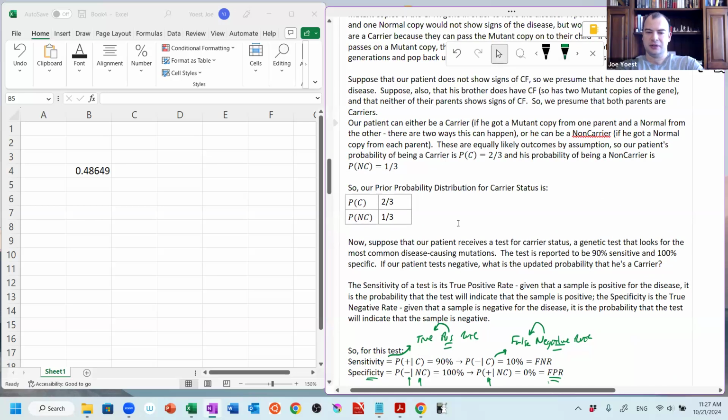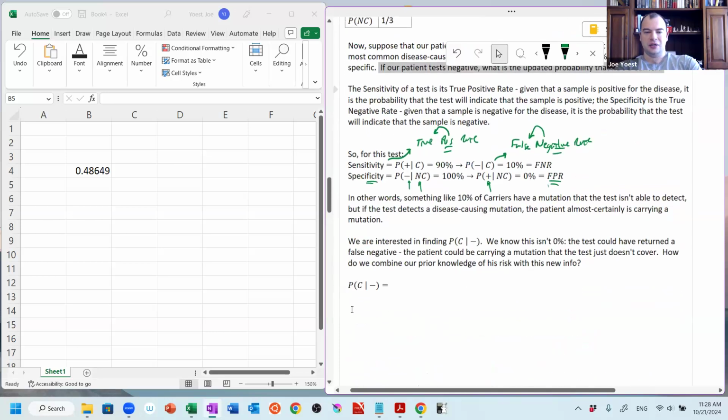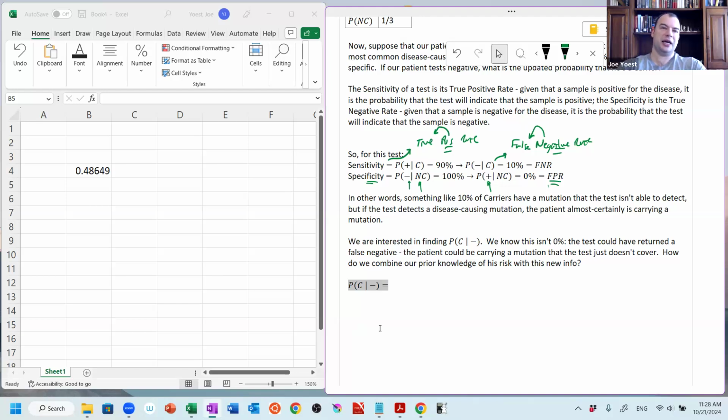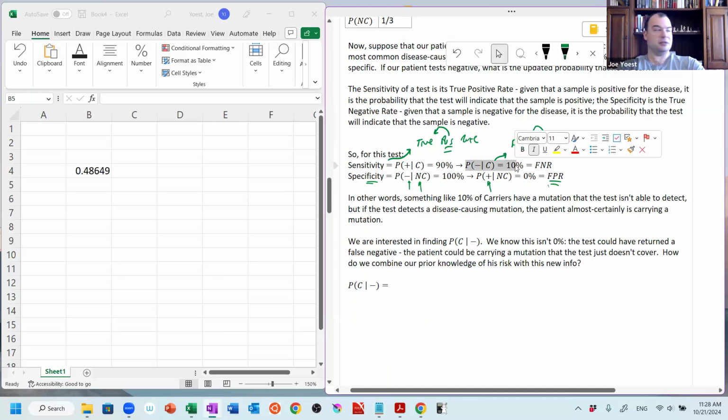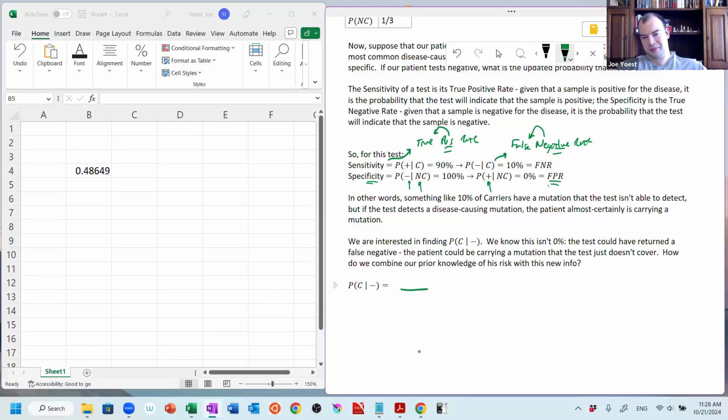Now, what is our, where was my question here? If our patient tests negative, what is our updated probability that he's a carrier? In other words, I want to find the probability that he's a carrier given that he tested negative. Notice that I have probability of negative given carrier, but I don't have direct access to probability of carrier given negative. Well, this is just kind of screaming for Bayes. The condition that I need is like the opposite of the condition that I have information for directly. So what do? Well, I use Bayes' theorem.